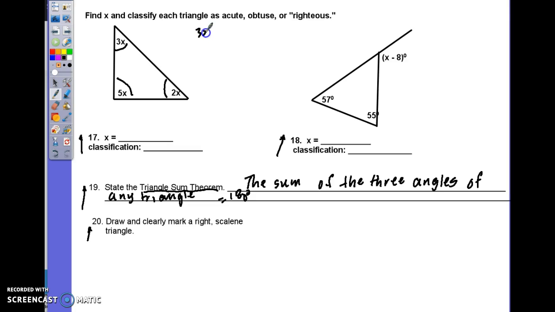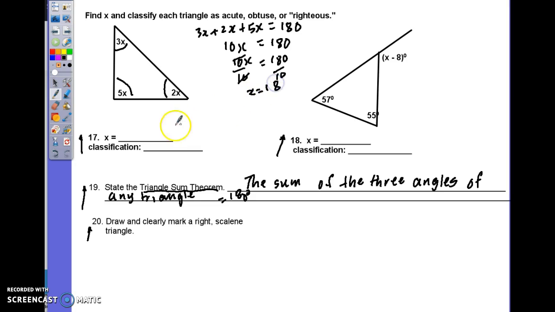So we have 3x plus 2x plus 5x equals 180. So 3 plus 2 is, not 6, 5. 5 plus 5 is 10. So 10x equals 180. We divide by 10. So we get x equals 18. So we plug this x in here. So we get 2 times 18. That's for this angle. That's 36.